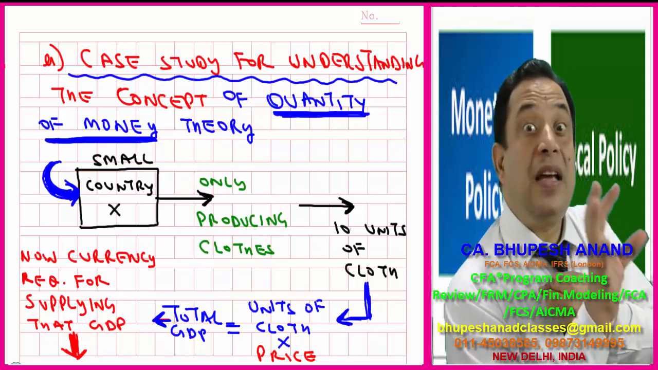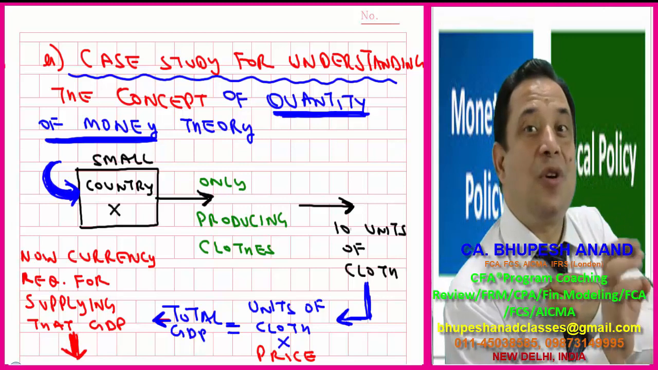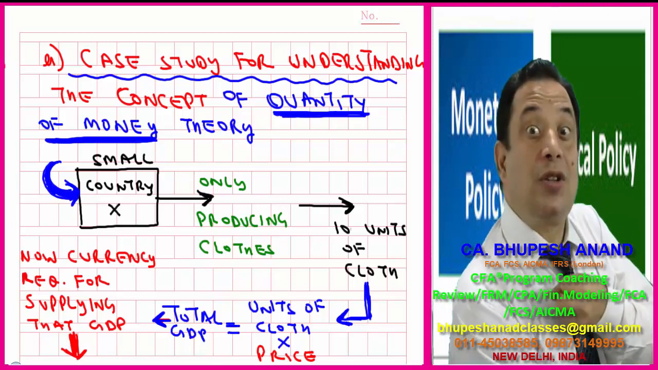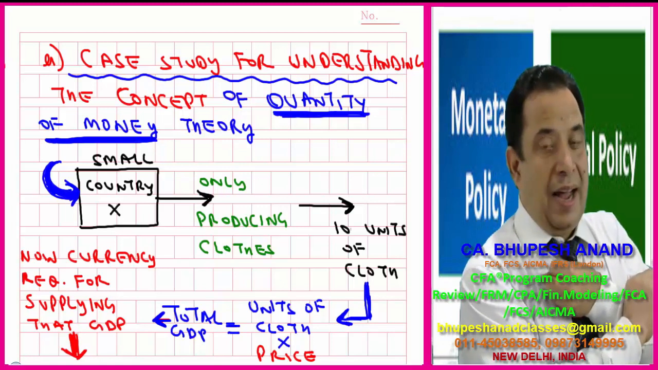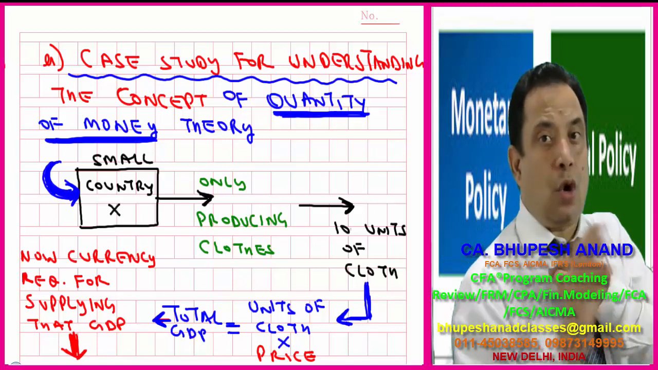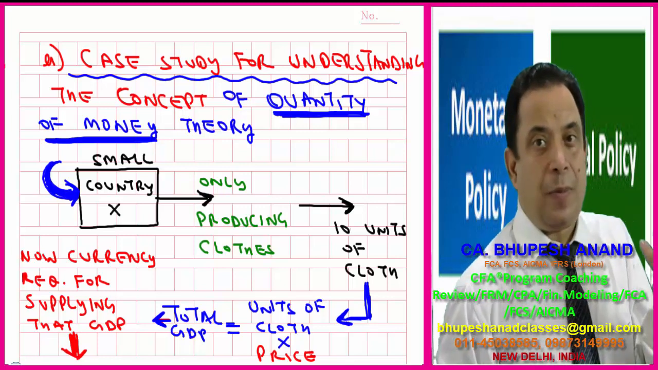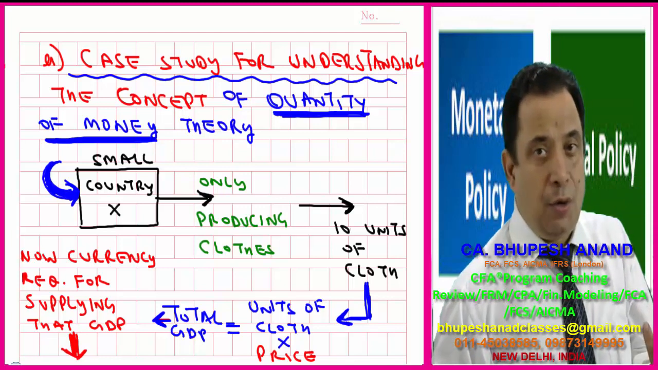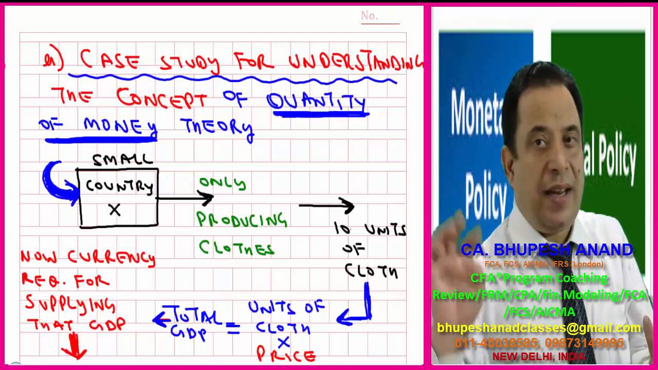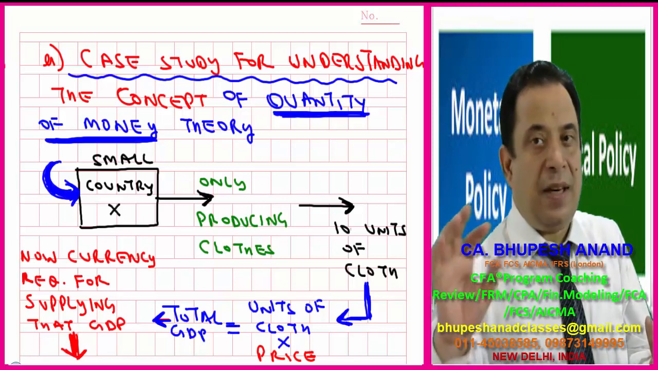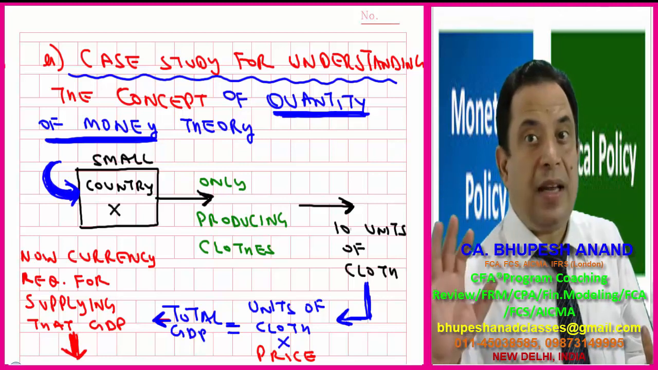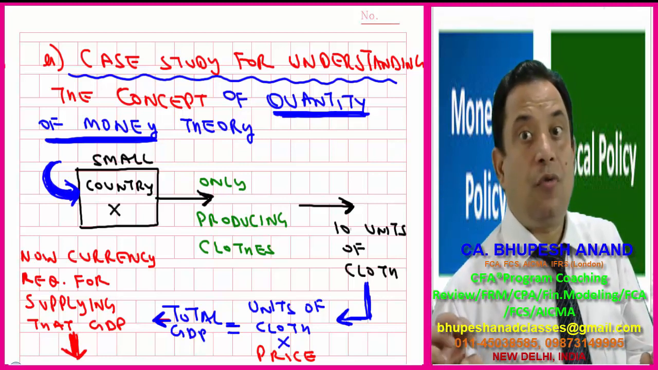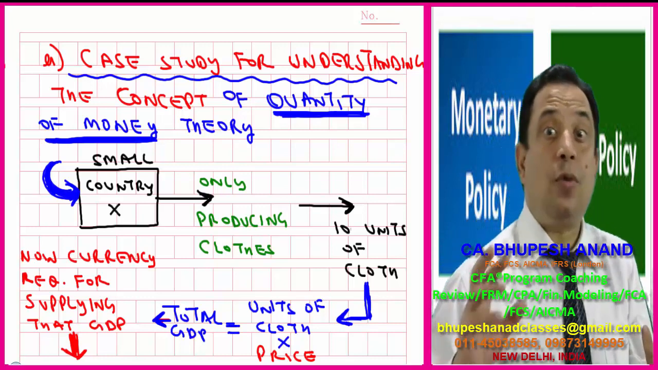Total quantity of money in that economy, in that small country, should be equal to money supply into velocity of money. The same equation which I have just used. I have told you that as per quantity of money theory, the total spending will be quantity of money. And when I say total spending, it means price into real output. And when I say quantity of money supplied, that is money supply into velocity of money. Now, I want to tell you what is the meaning of velocity of money, and before that, why total spending should be equal to quantity of money.